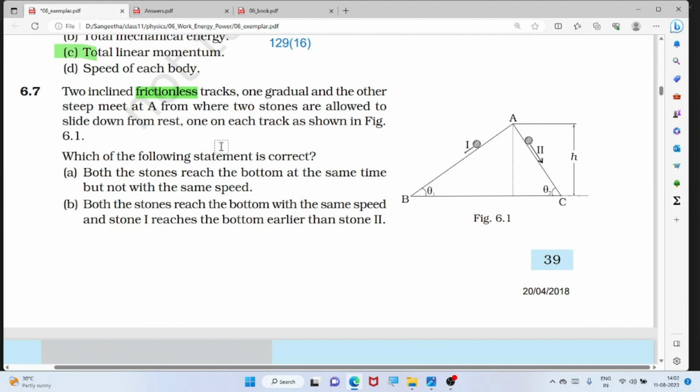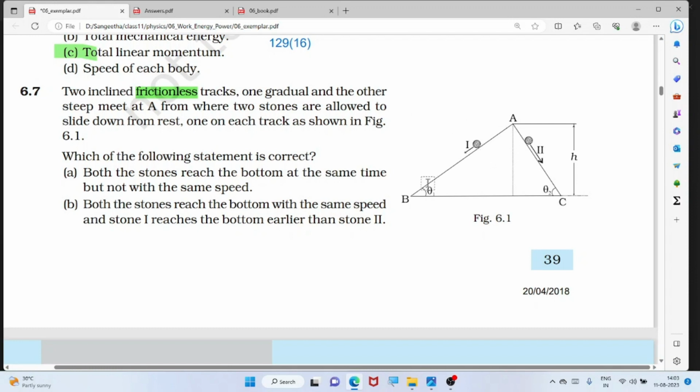Two inclined frictionless tracks, there is no friction on these inclined surfaces. One is gradual and the other is steep. Two stones are allowed to slide down from rest, one on each track as shown. Now the height is the same, which means the velocity will be the same for both, because v equals root of 2gh.